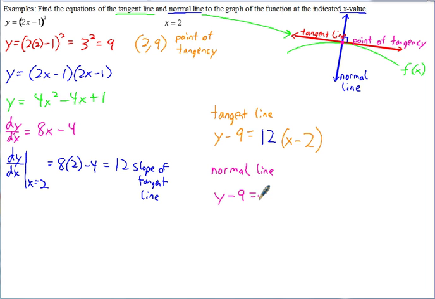But in order to be perpendicular, remember perpendicular lines have slopes that are opposite reciprocals. So the reciprocal of 12 is 1/12, and the opposite makes it a negative. So negative 1/12 would be the slope of the normal line. And again, it goes to the point of tangency. Once you have the tangent line, it's really easy to get the normal line by just taking the opposite reciprocal of the slope to make it perpendicular.